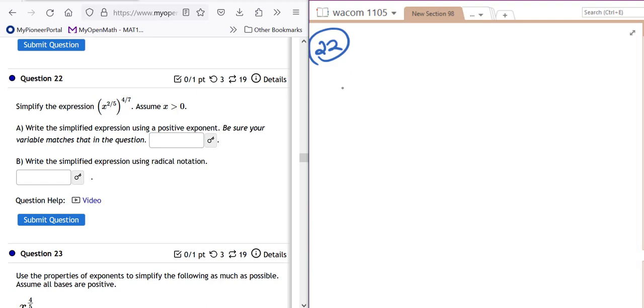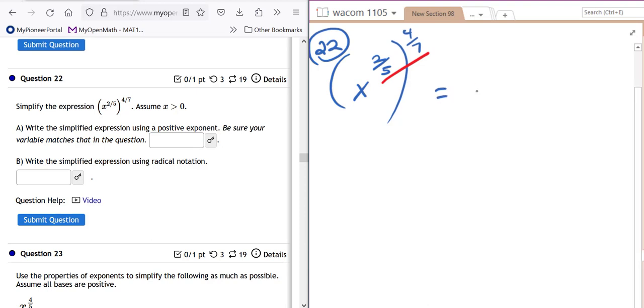Right. You have to remember your exponent rules here. And here you have a power to a power. 2/5 to the 4/7, and your rule is keep the base and multiply. So this is x, and here we're going to do 2/5 times 4/7, and I would do those in the calculator.